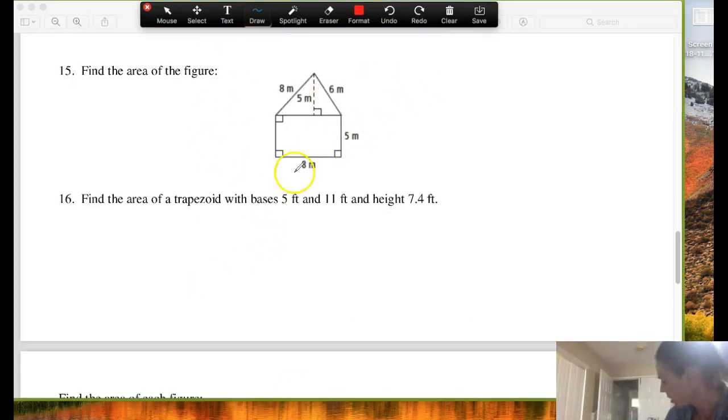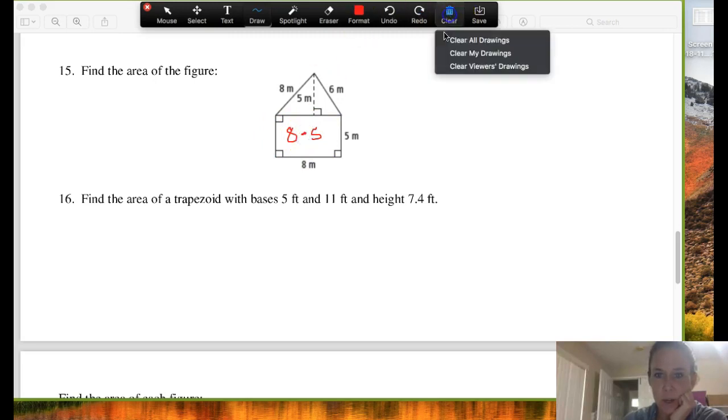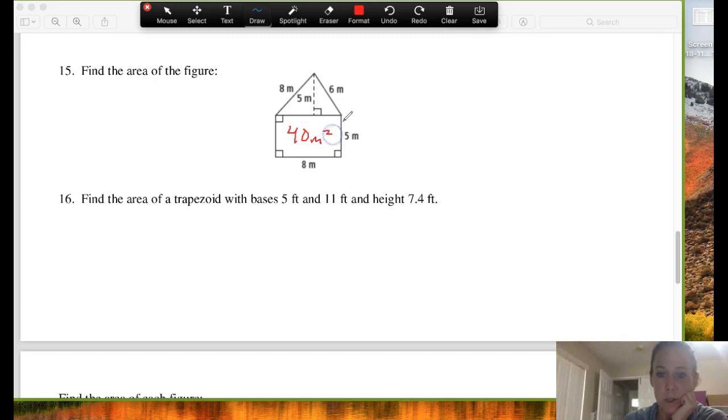Okay, find the area of this figure. This whole section, this whole lesson should be a review from 7th grade or 8th grade math, even 6th grade math, on area of triangles and units. This is a composite figure. What you have here is a rectangle and a triangle. You're just going to add their areas together. First, do the area of the rectangle. It's going to be 8 times 5. So this area here is going to be 40. This will be 40 meters squared.